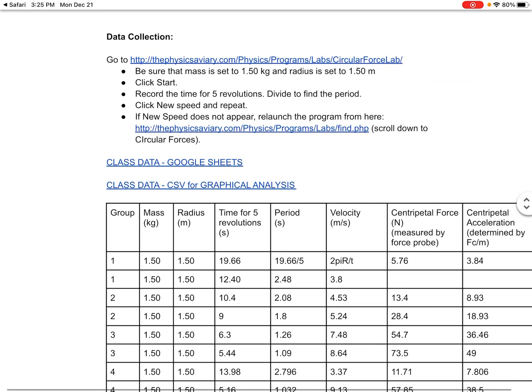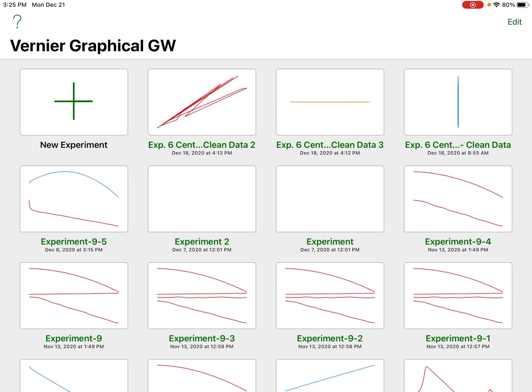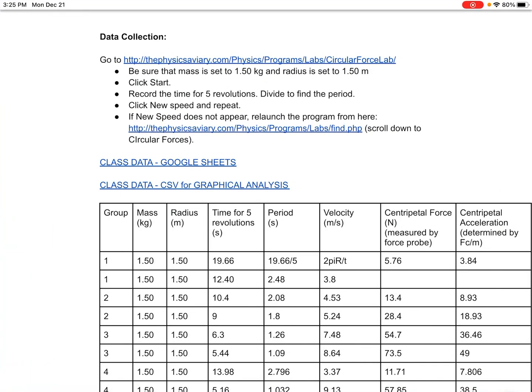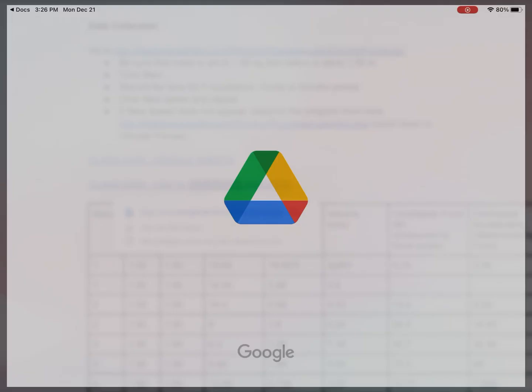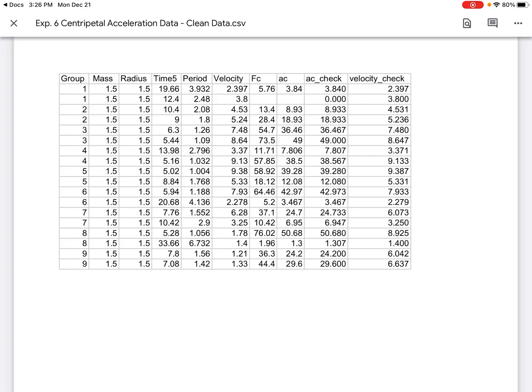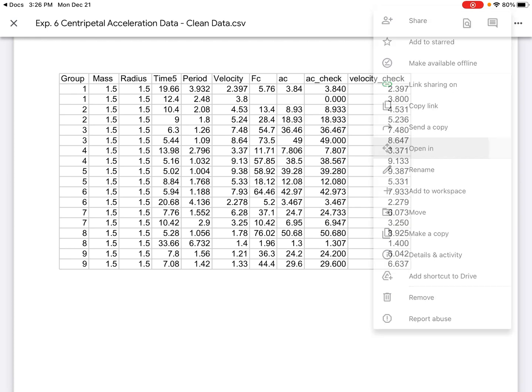Before I click on it though, I'm going to find Graphical Analysis and open it, or Graphical GW, pardon me. Graphical GW, open it. And I'm going to go back to my docs. I'll open the CSV. CSV stands for comma separated values. These are simply a list of values separated by commas, and the iPad knows how to display them in a table. I'll click the three dots in the upper right hand corner, and I'm going to go to Open In.